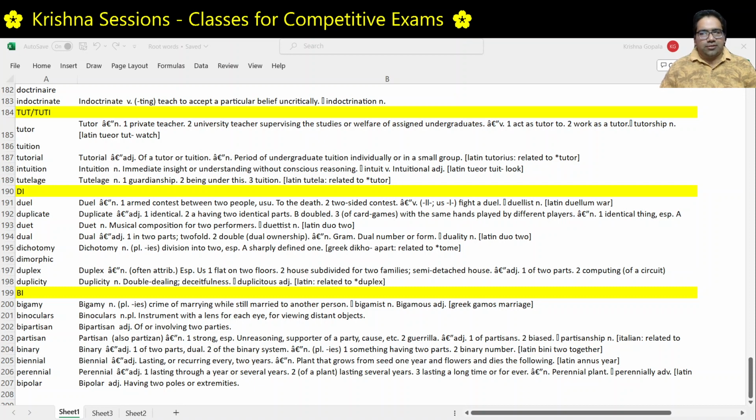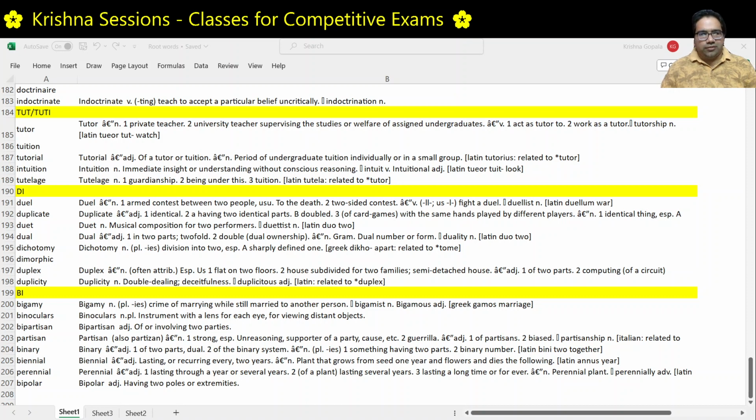Right. So next, duplicate. Duplicate has got the same root, which is two. So duplicate is what? You make an exact copy of something. So there is a second thing. That's why it is a duplicate. Flick means actually to fold. Duplicate is doubled. It is coming from Latin, right?